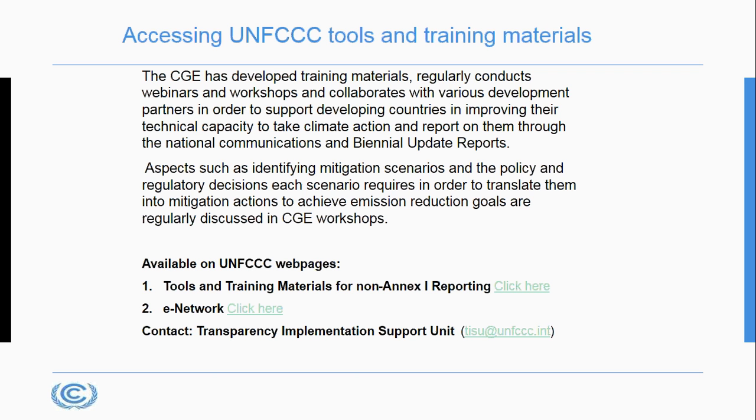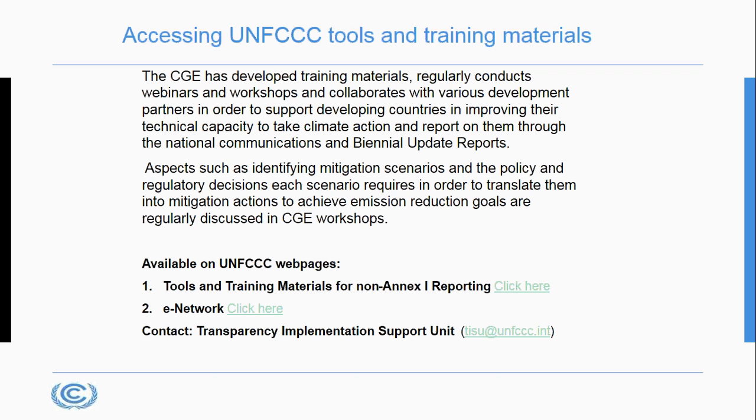So if you click on those links, you can, number one, access the tools and training materials for non-Annex 1 reporting, for reporting in the biennial update report, as well as the national communication. And secondly, the e-network, where there are various tools of support that have been organized by the CGE and are available online.